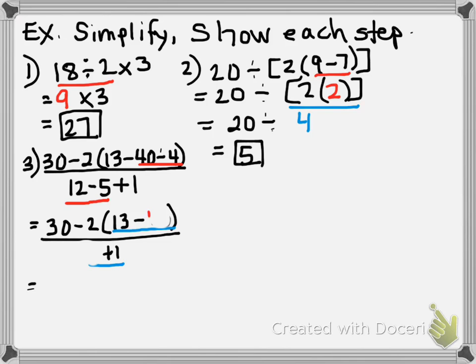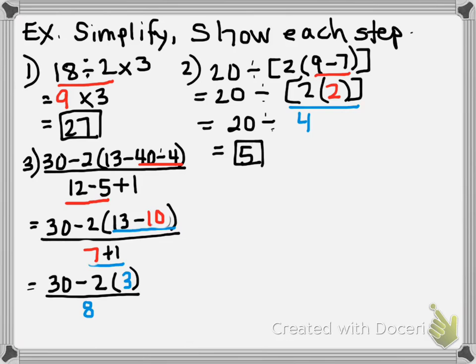So the result of 40 divided by 4 was 10, and the result of 12 take away 5 was 7. Okay, let's go back to our blue. So on this now, we don't do anything to the 30 or the subtraction or the 2, but it's what's inside the parentheses that's going to change. And 13 take away 10 is 3. And 7 plus 1 is going to give us 8.